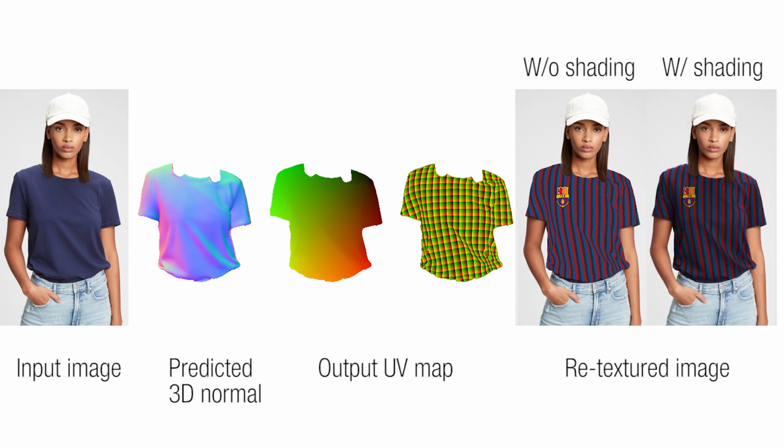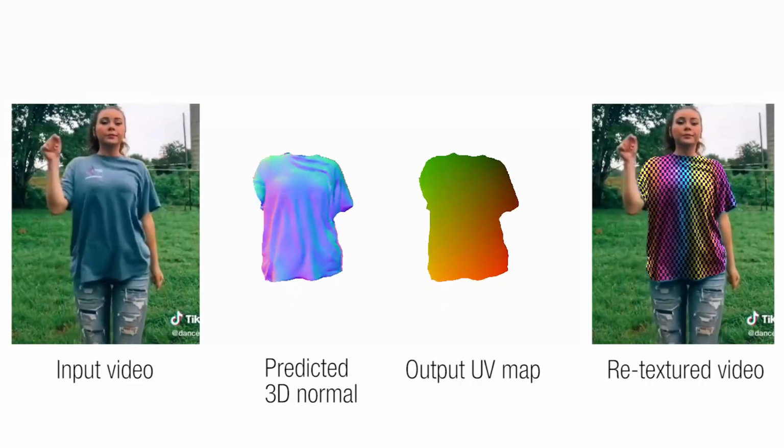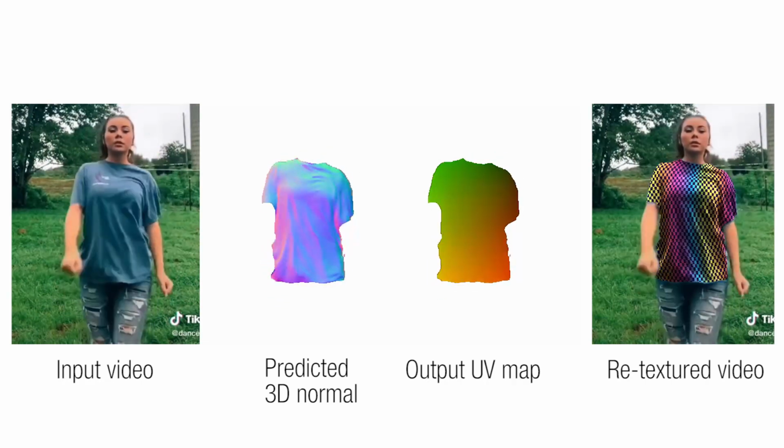Here we show the retextured image with a shading layer. This can be further extended to generate a temporally coherent retextured video.